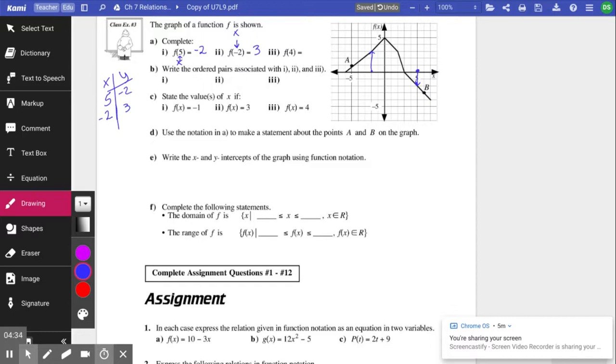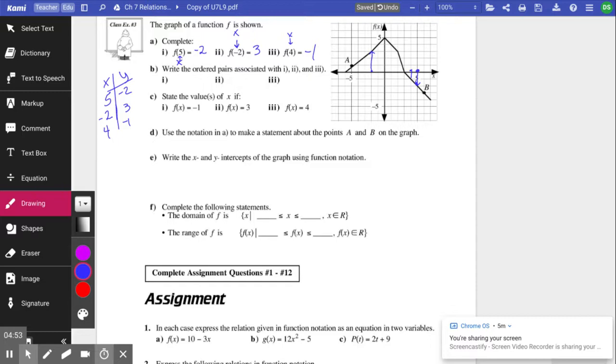And the same thing with f of 4. This is your x. Put it in. Go find out when x is 4. Where are we at? We're here, down 1. We're at -1. So that's my answer. You only have x's and y's. If they give you the x, go find the y.